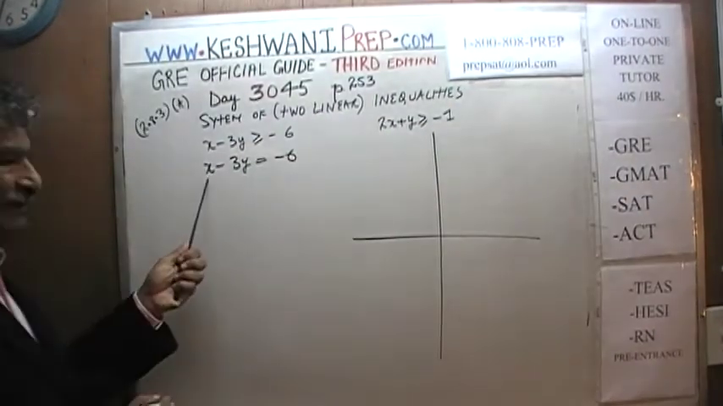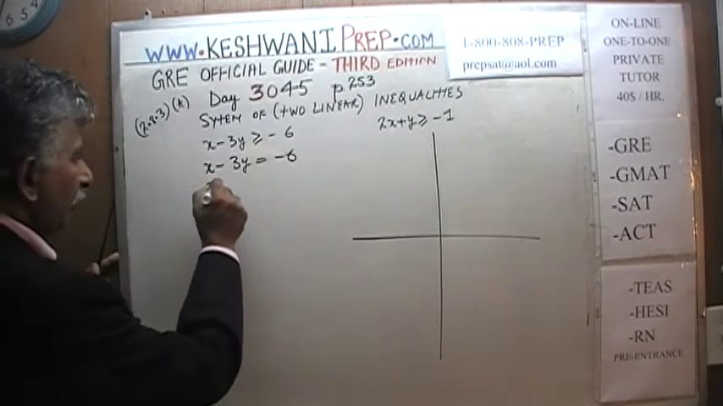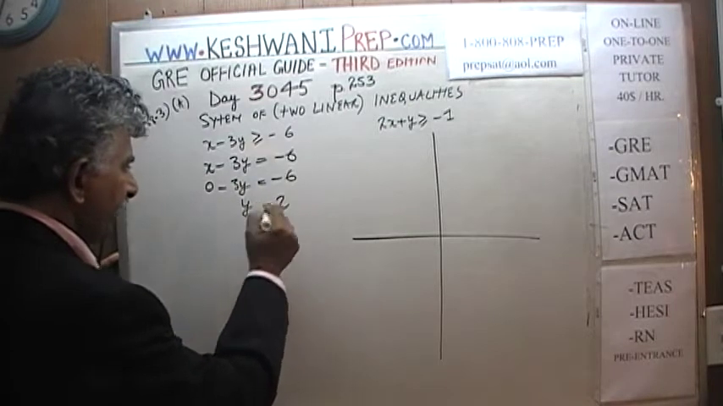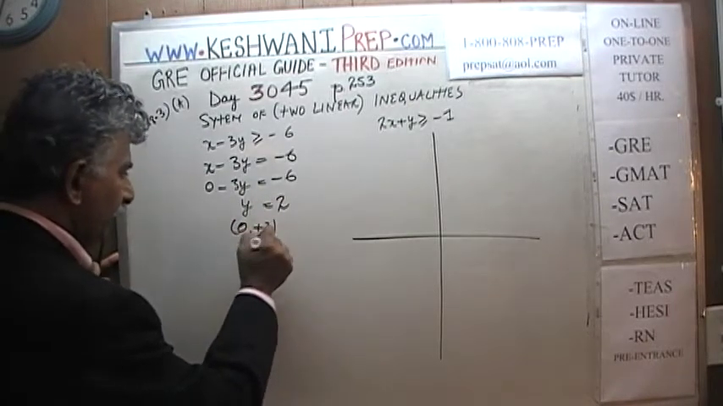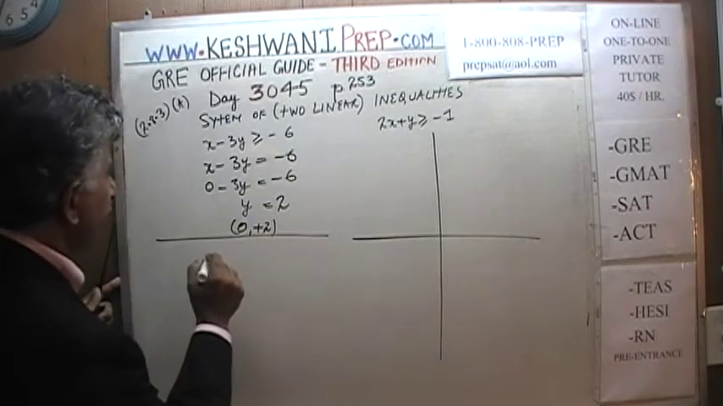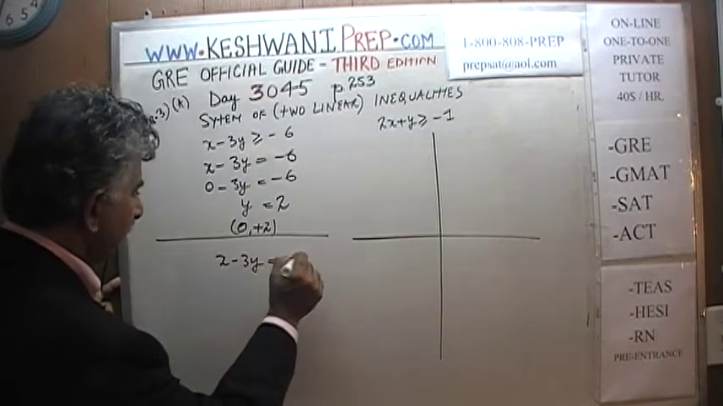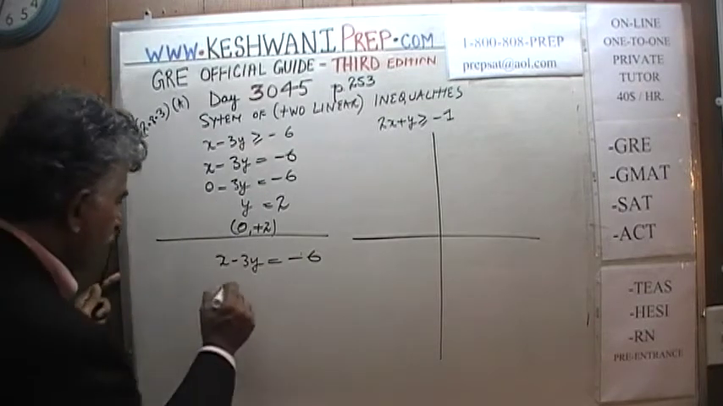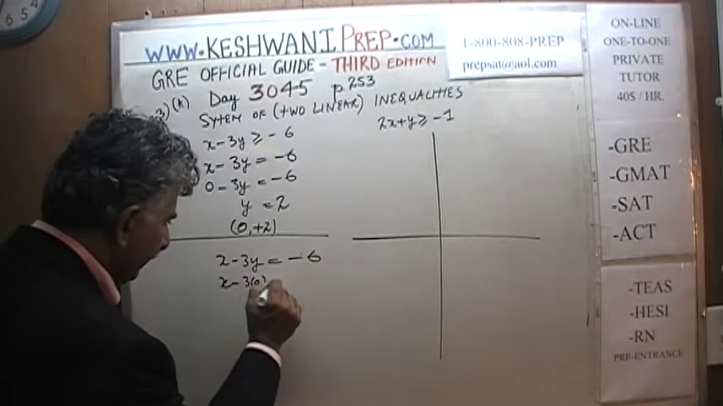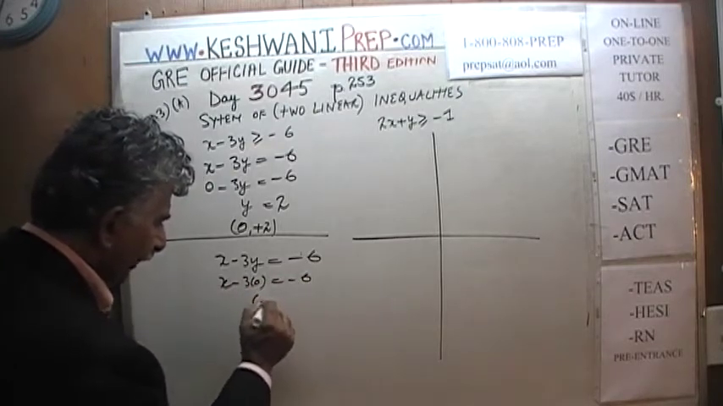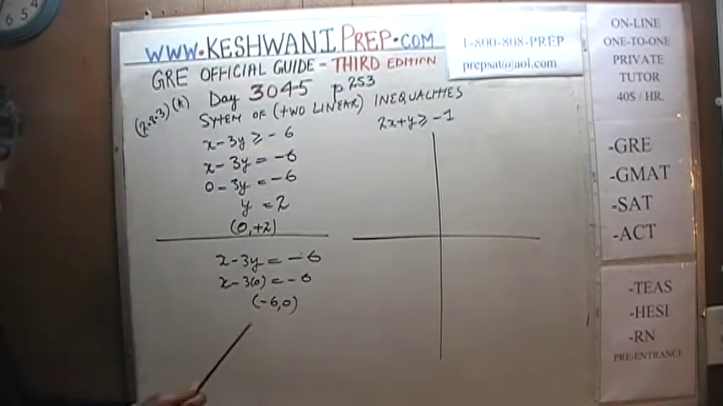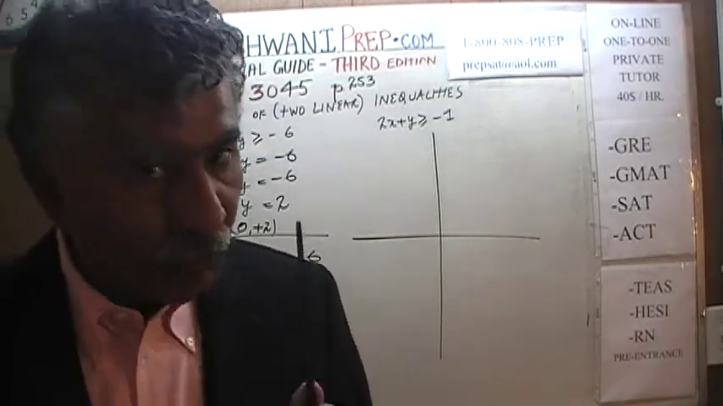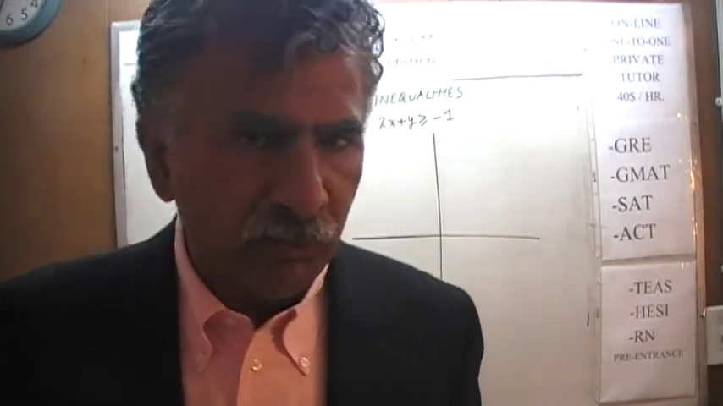When x is equal to 0, it's going to be negative 3y is equal to negative 6. Divide both sides by negative 3 and you will see that y is equal to 2. So we have 0 and positive 2 as one point. Now let's do the same thing again. x minus 3y, set it equal to negative 6, that is an equality. Instead of putting x equal to 0, let's put y equal to 0. So x minus 3 times 0, which is 0, and x is negative 6. So when x is negative 6, y is 0. There we go. We have the 2 points. That's all we need to be able to plot the equation, the equality. We'll worry about inequality in a second.